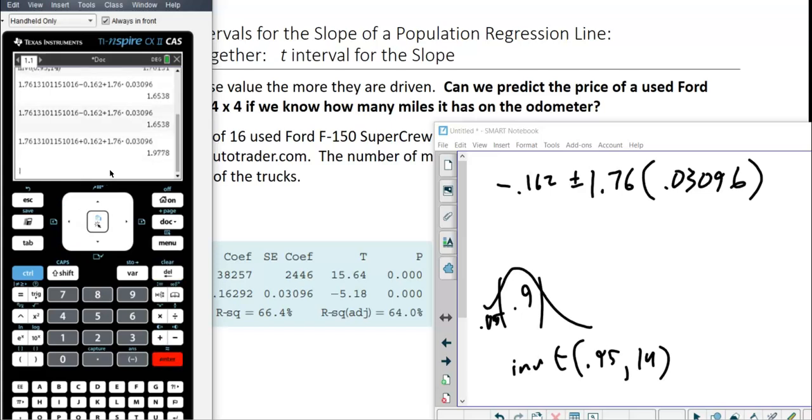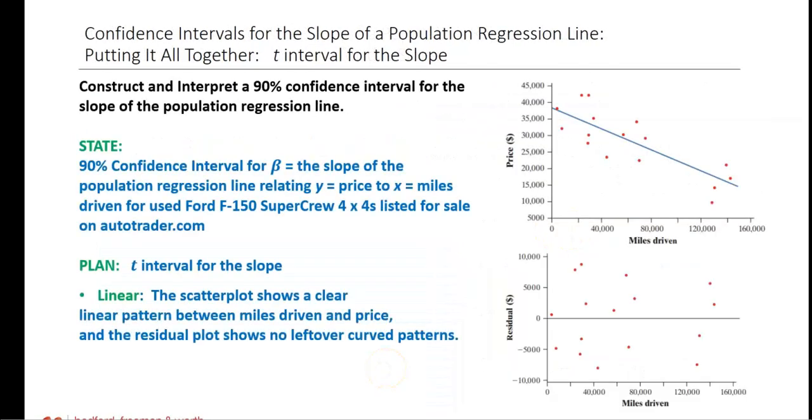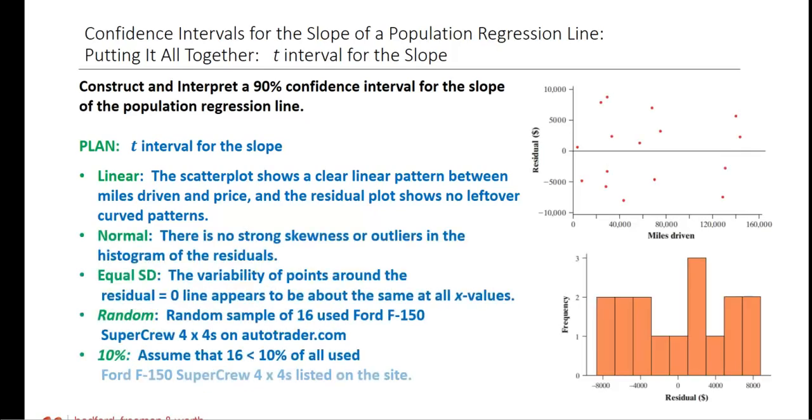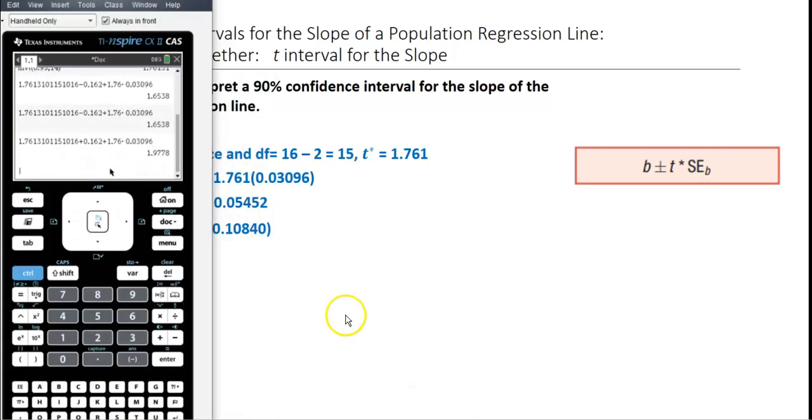So we get a lower bound of 1.65, upper bound of 1.97. So the slope is positive there. Let's see what they did. Let's see if we got the same values. Oh wait, let's get the calculator. 0.2. Let's see what we did.